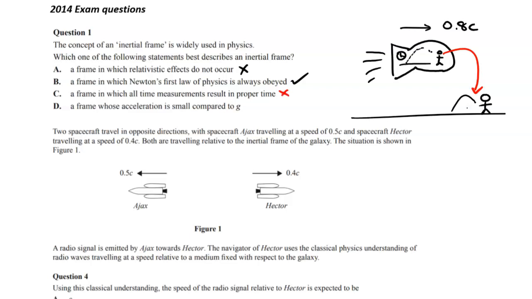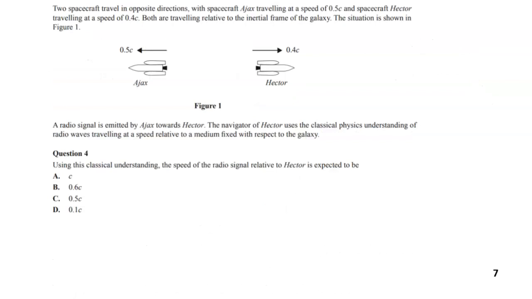So, last one, D, a frame whose acceleration is small compared to g. That wording is kind of annoying because the acceleration is 0 and one would say 0 is small compared to g, but it's not the best answer we've got here. B is the best answer. It's talking about the laws of physics being obeyed. D implies that it's got a non-zero acceleration. Again, I can see why you might argue that that's the correct answer, but it's not the best answer that we've got here. B is better.